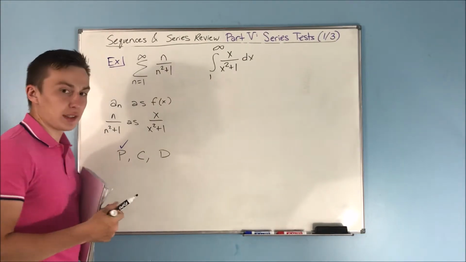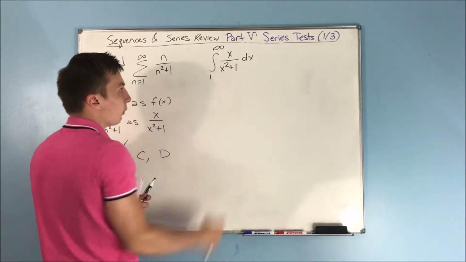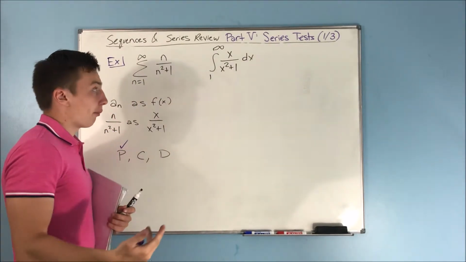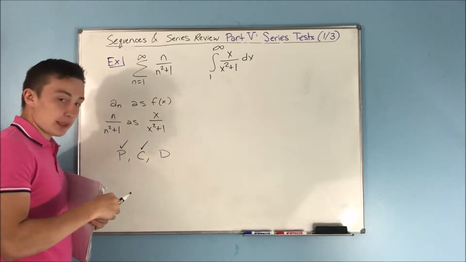Now what about continuous? Is there going to be any discontinuities? Well, look at this denominator. Is there anywhere where it could be 0? And the answer is no. Okay, cool. It's continuous.